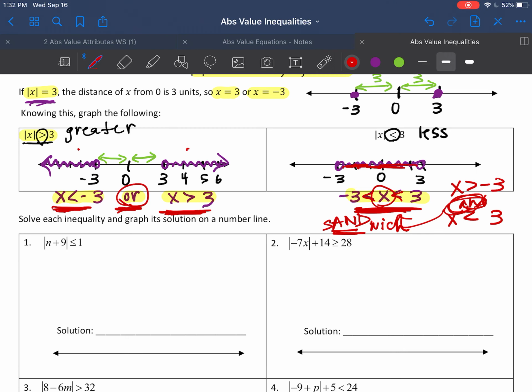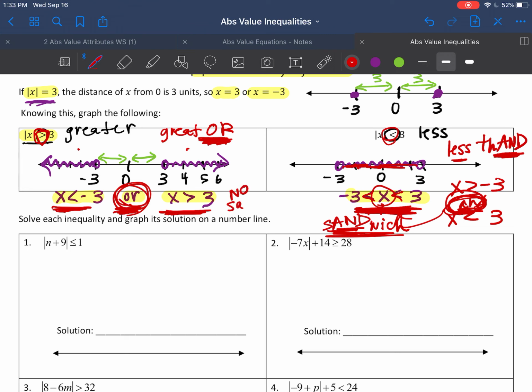Okay, and so anytime you see a greater than sign with this absolute value, you're going to think greater. Anytime you see this less than inequality, you're going to think less than. That's how I remember. Greater uses an or, less than uses an and. And then you end up writing your final answer as a sandwich. Okay, and less than. Or, and you cannot use a sandwich. No sandwich for ors.